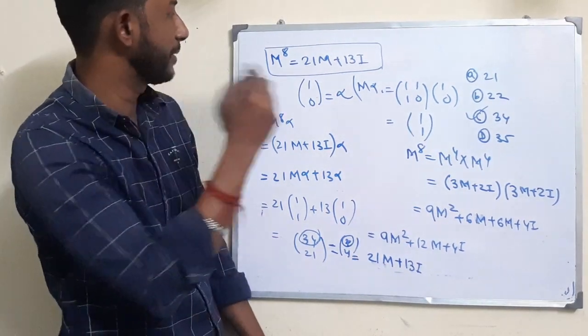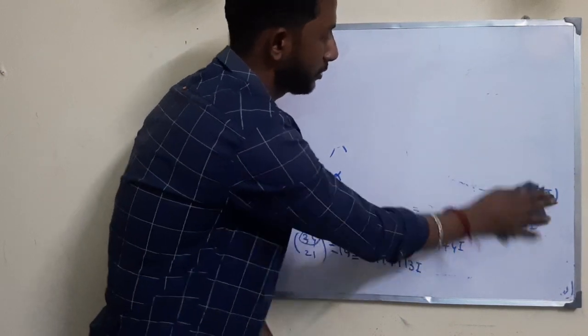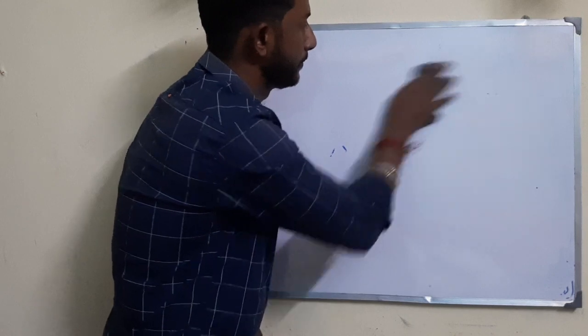So let's solve question number 2. Question number 2 is again a very easy question. In question number 2, the rank of a 4 cross 6 matrix is asked, okay?